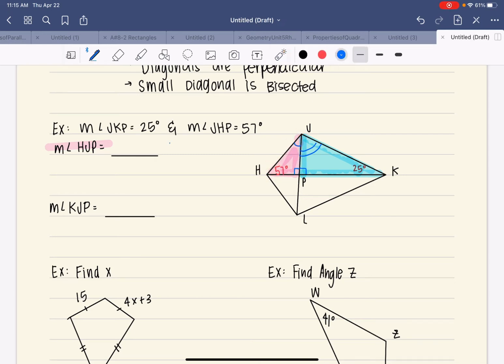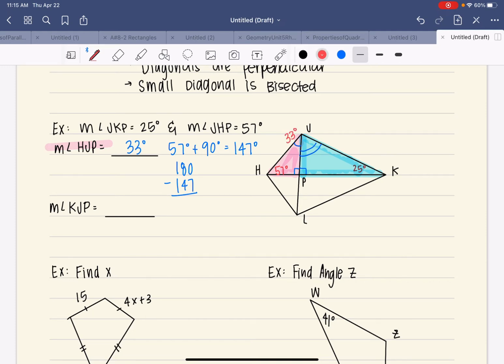So one of the angles is 57. The other angle is 90 degrees because diagonals are perpendicular to each other. Okay, so we're going to add those together. We should get 147 degrees. So if we want to find that part of angle J, we need to subtract that from the total, which is 180. So 180 minus 147 will be 33 degrees. So this part of the angle is 33 degrees.